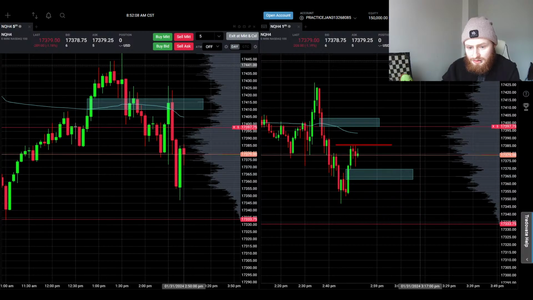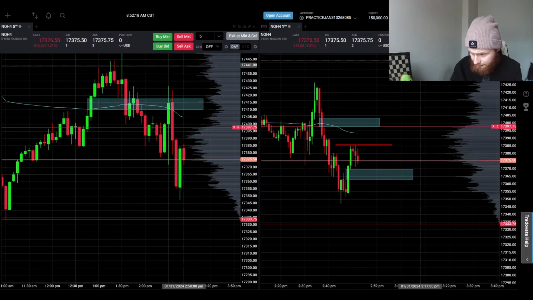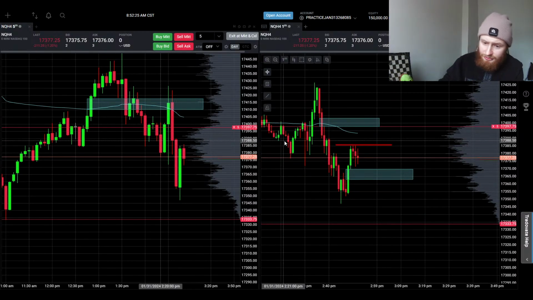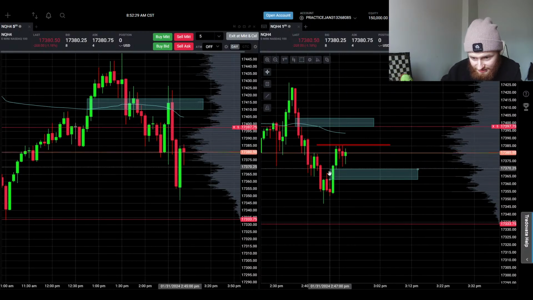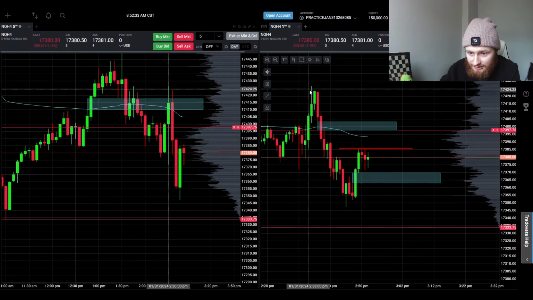Let me see. Right, it's still just kind of fluttering, right? Oh, that's nice. This is looking like it's gonna push up. This is like the microstructure we're looking for, right? Obviously the full structure we're looking at is this range.